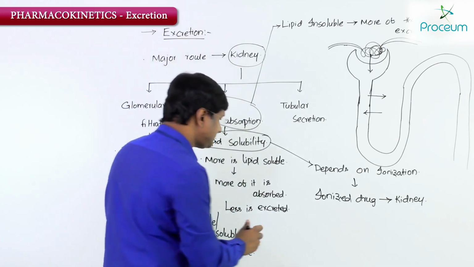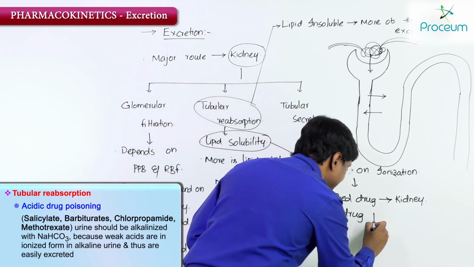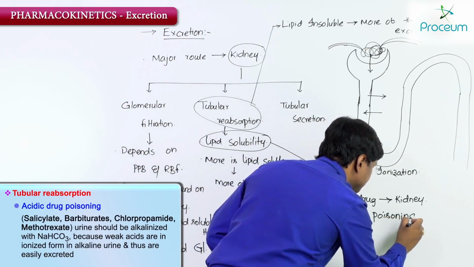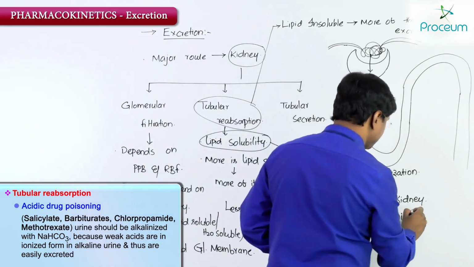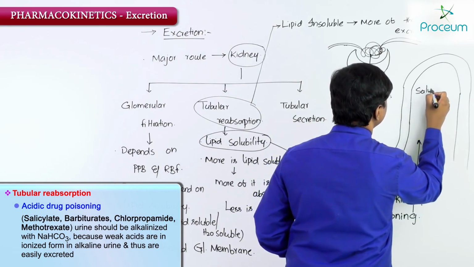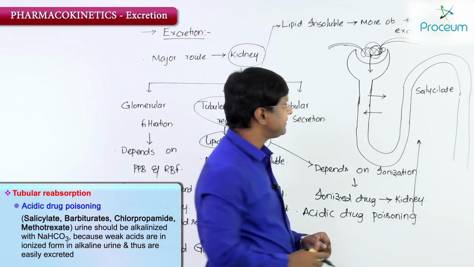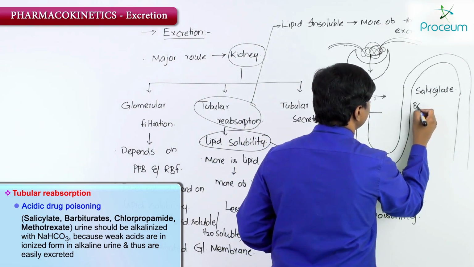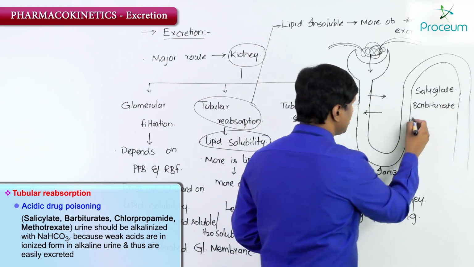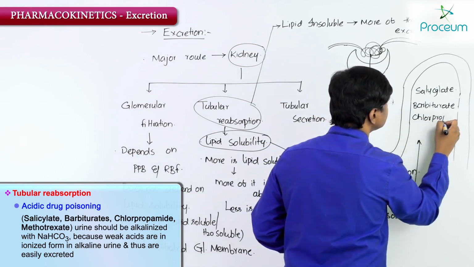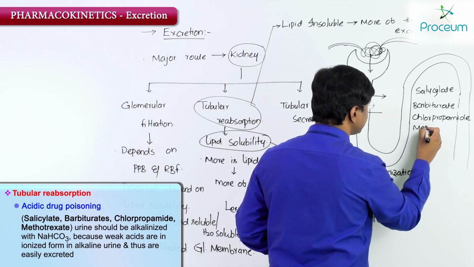So remember, in case of acidic drug poisoning. Now what are the examples of this acidic drug poisoning? It occurs in case of salicylate poisoning, barbiturate poisoning, chlorpropamide, and as well as methotrexate poisoning.